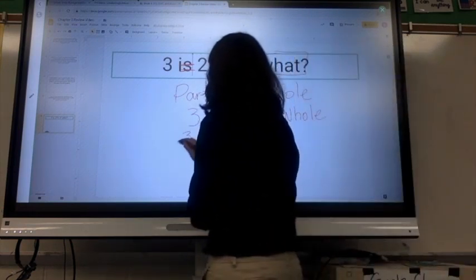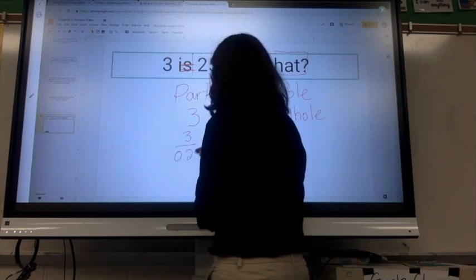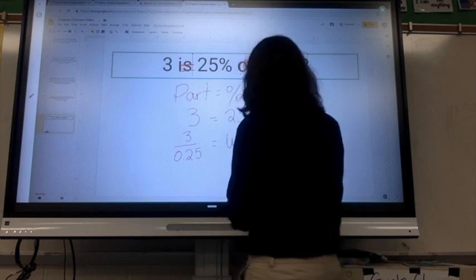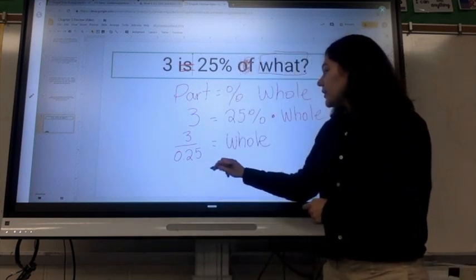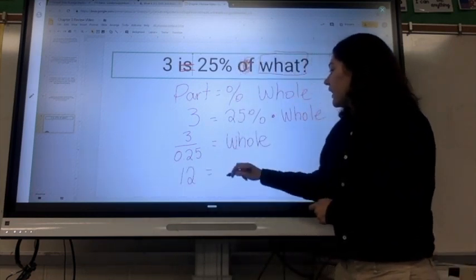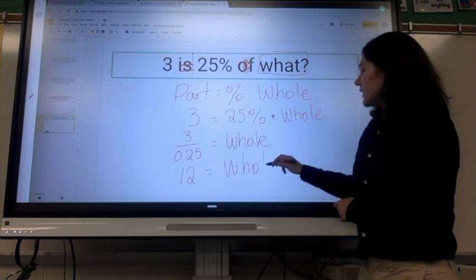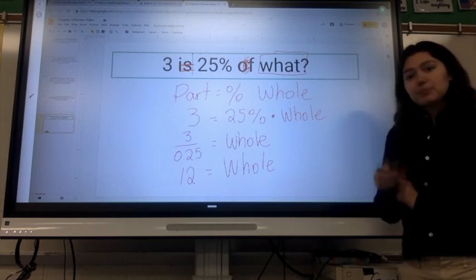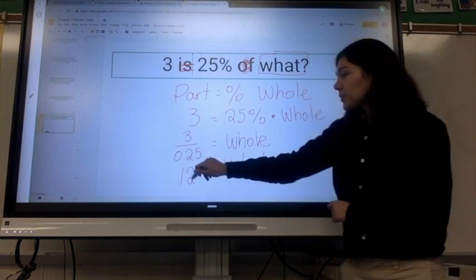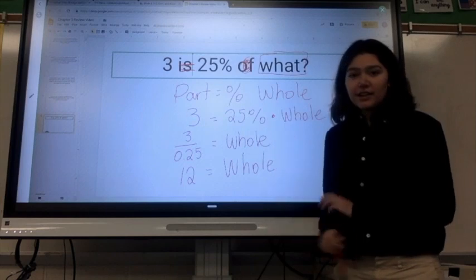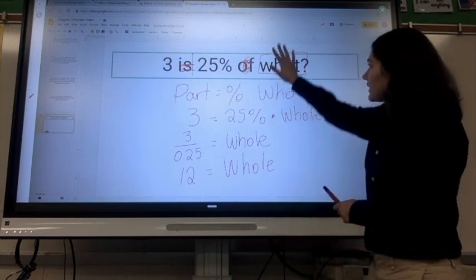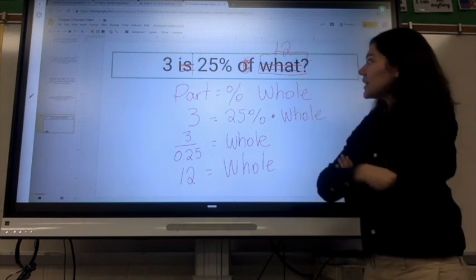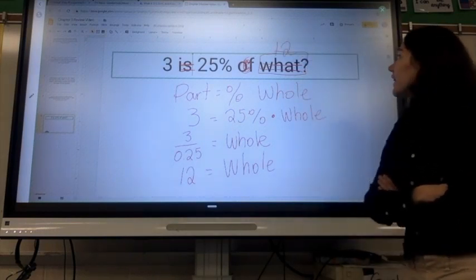So we're going to end up doing 3 divided by 0.25. And that's going to equal my whole. When we do that, we're going to get 12 as my whole. And that checks out. If we take 25% of 12, we should get 3. And that is the case. So when we fill this in, our what is 12. 3 is equal to 25% of 12.